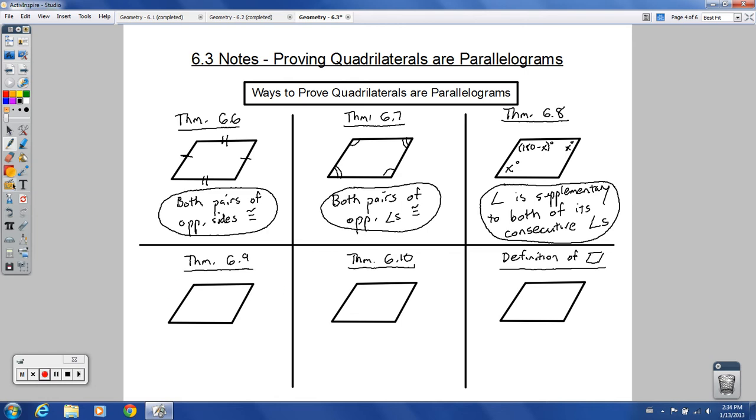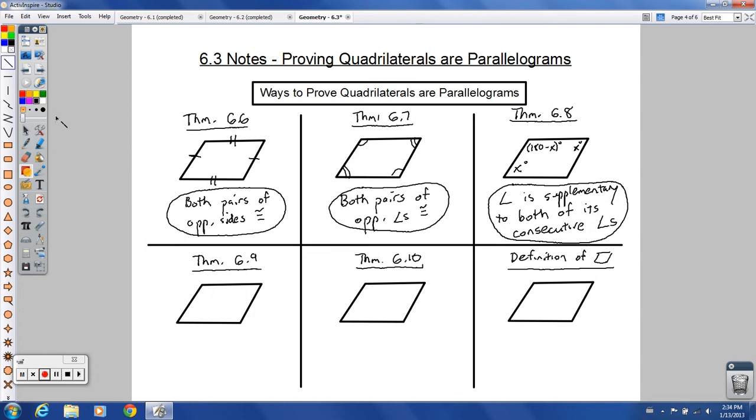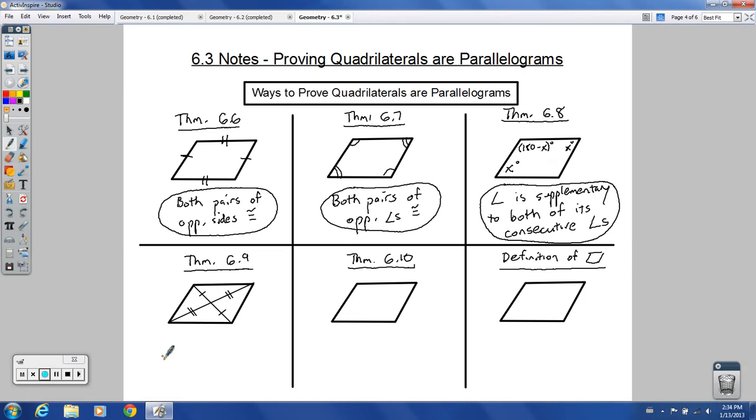Alright, it's Theorem 6.9, going back to the diagonals again. If the diagonals bisect each other, then you know that shape has to be a parallelogram. So this one: the diagonals bisect each other.